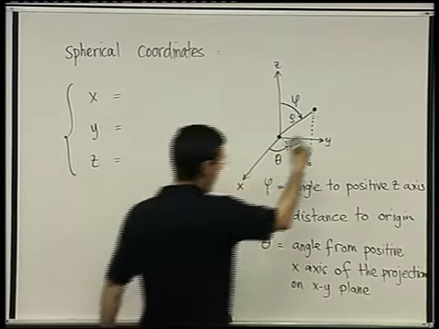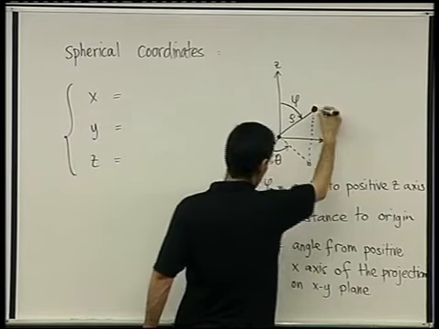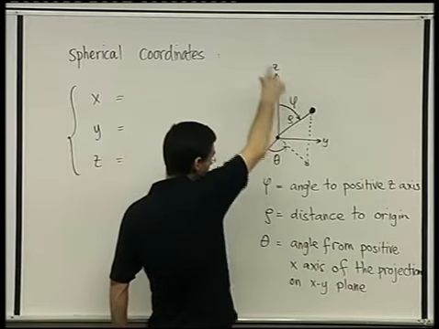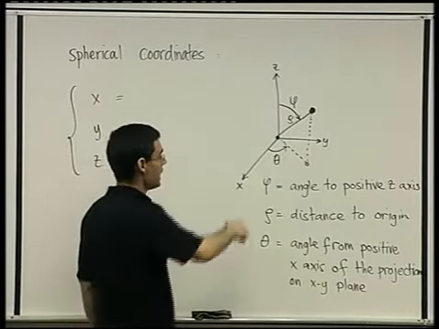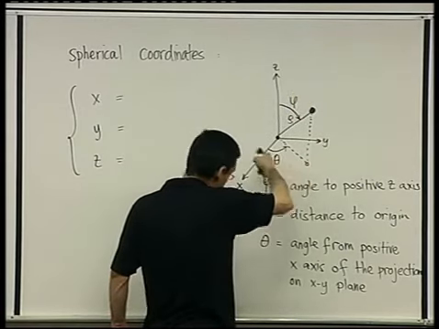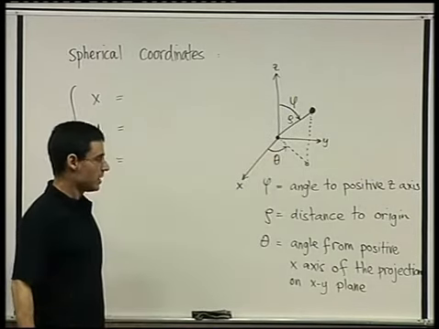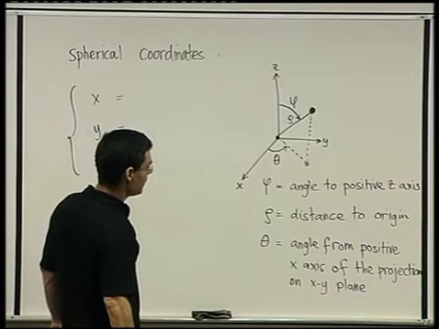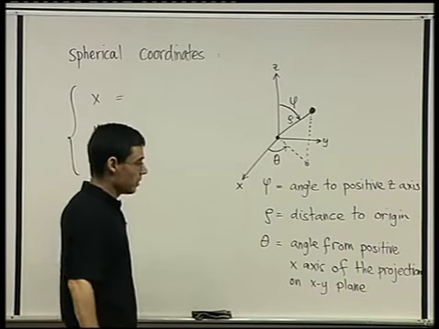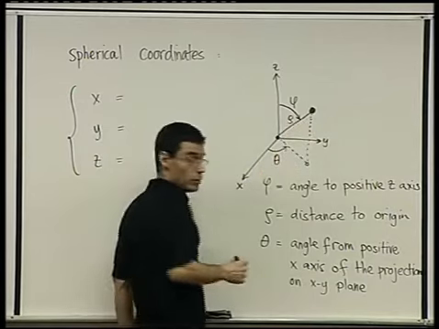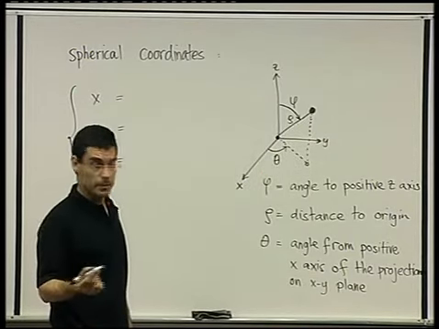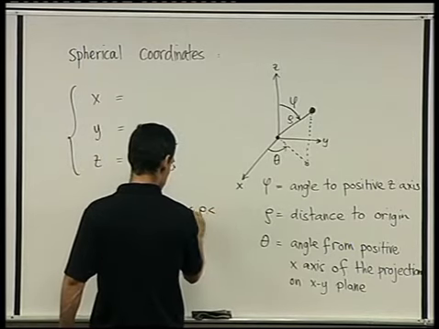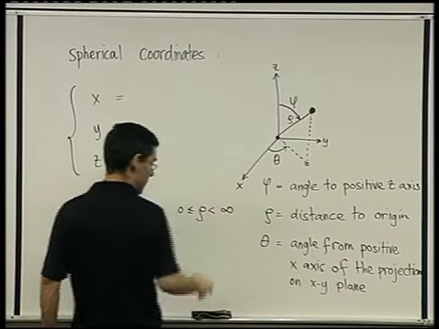So given a point x, y, z, I can measure its distance to the origin. That's going to be rho. I can measure the angle from it to the positive z-axis. That's going to be phi. And I can measure the angle of the projection on the xy plane to the positive x-axis. That's going to be theta. Okay? Now, what are the bounds of rho, theta, and phi? Well, rho can obviously go between 0 and infinity, right? So rho is greater than or equal to 0 and is not bounded.